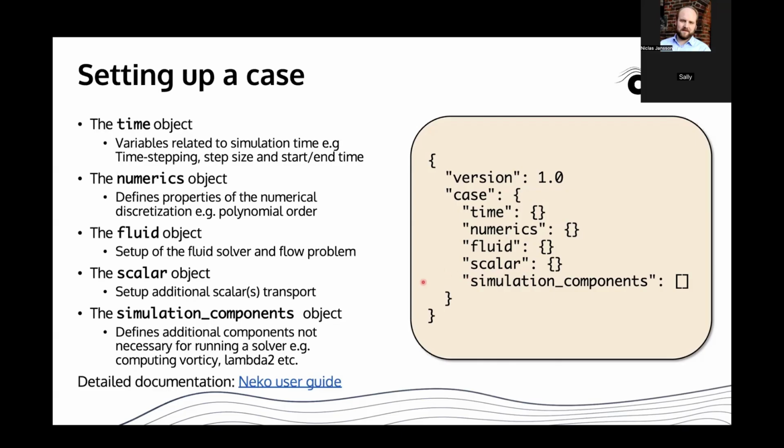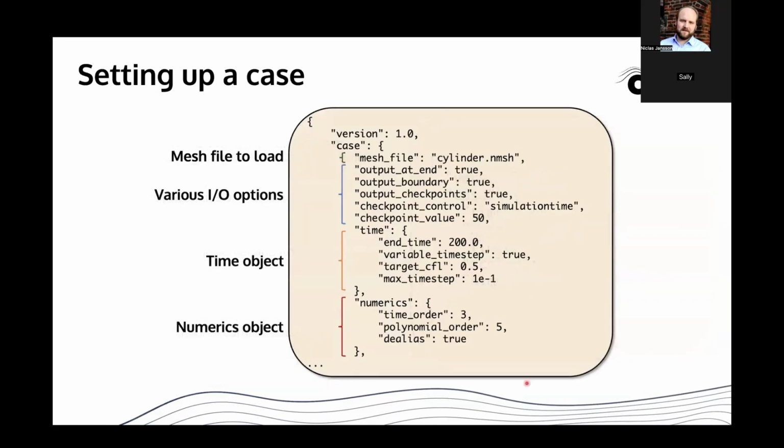And the last part, simulation components, is a way of adding components into this workflow that are not necessary to run the solver per se. So for example, computing vorticity, lambda 2, doing statistics on the data. So think of it as you have your workflow from the top to the bottom. You do your fluid, you do your scalar, both of them are in place. Then you can add a couple of simulation components that are using that data to get some output out of it.